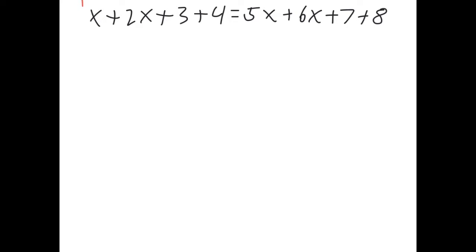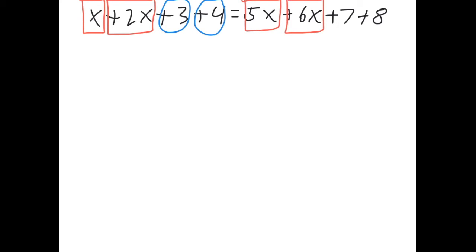On the left side we have x and we have a positive 2x. Those are alike, and with the numbers that are by themselves we have a positive 3 and a positive 4. On the right side, we have 5x, a positive 5x, and a positive 6x. And for the numbers, we have a positive 7 and a positive 8.